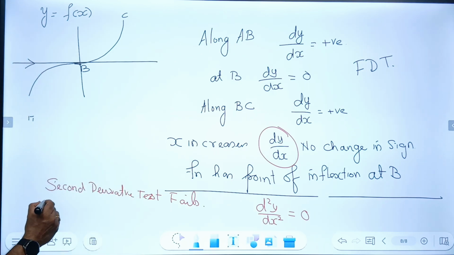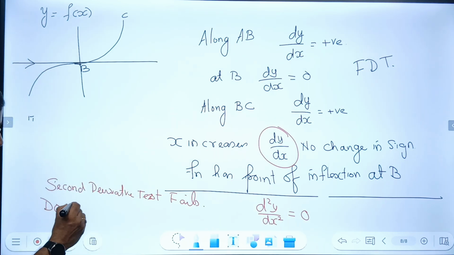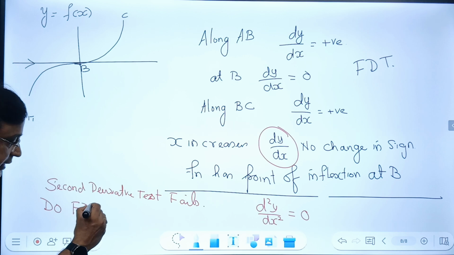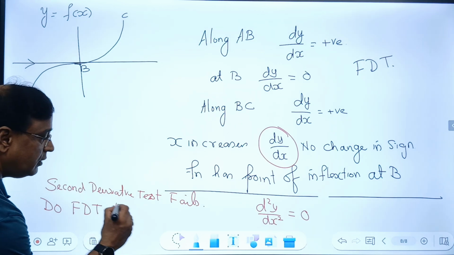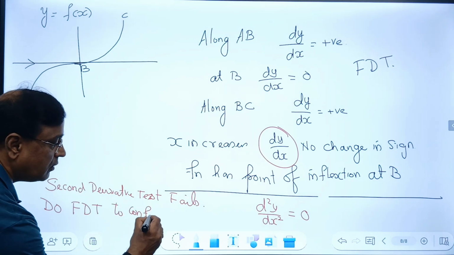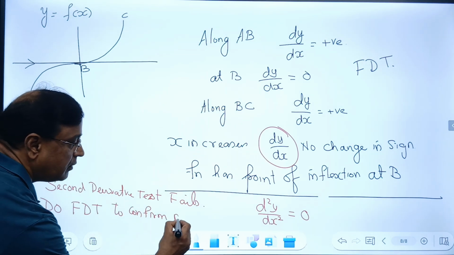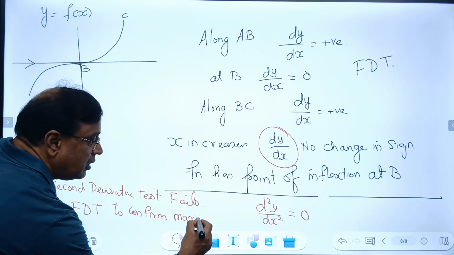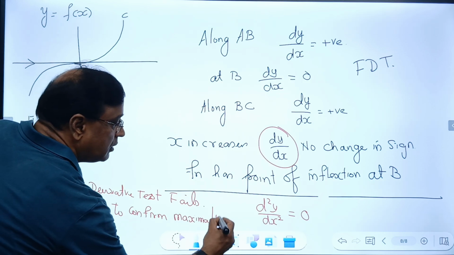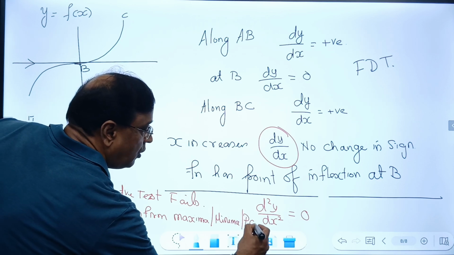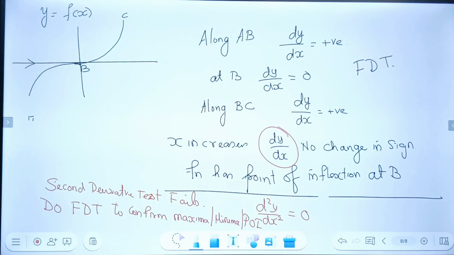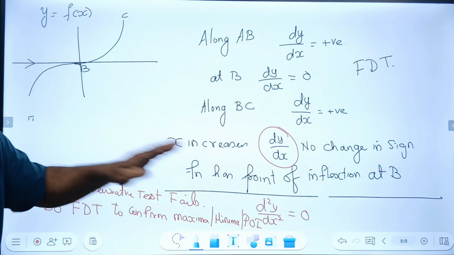Then what do I do? Do the first derivative test. I am writing it as FDT. Do the first derivative test for what? To confirm maxima or minima or point of inflection. I'm writing POI, that is point of inflection.